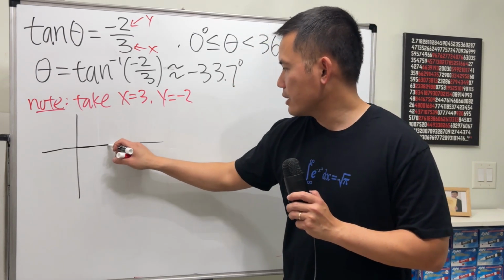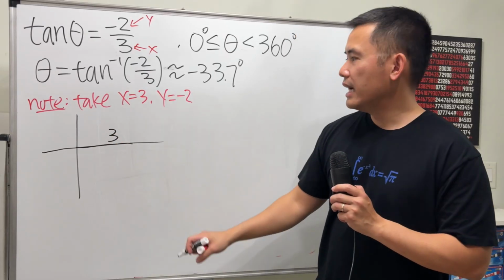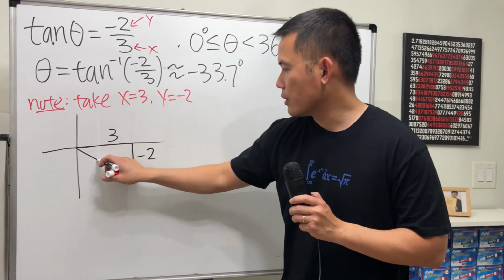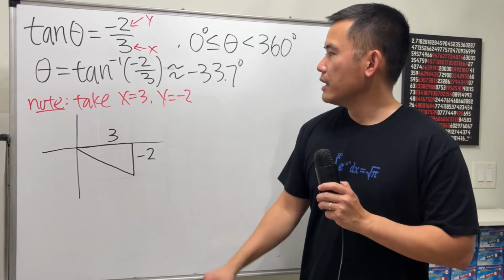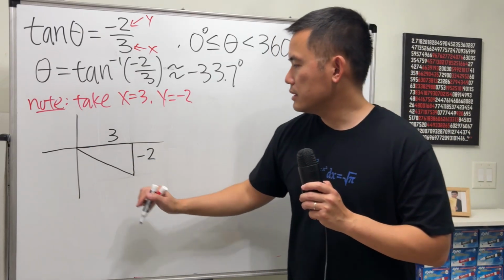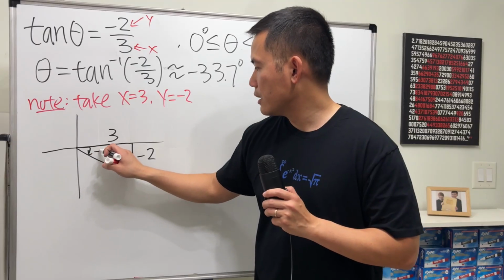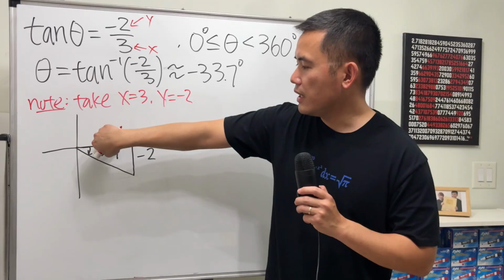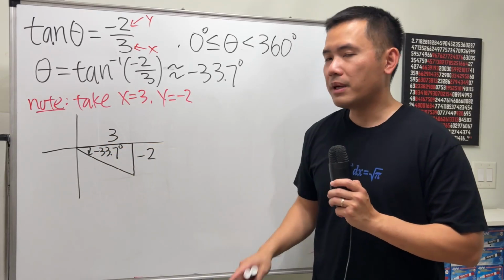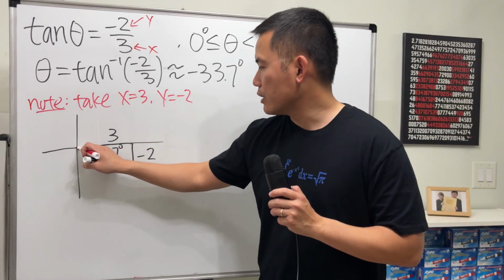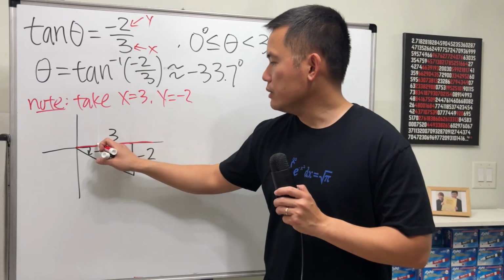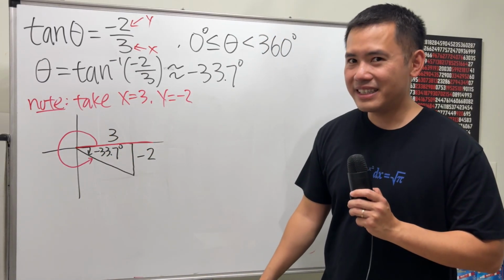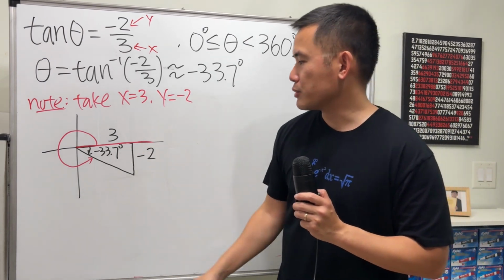Let's say 3 is right here, positive x, yeah? And then negative 2 is, let's say, right here. And this is the triangle that we have. Negative 33.7 degrees is this right here. Which makes sense, right? Because negative angle, you rotate it clockwise. But now, we will have to measure the angle from the positive x-axis, rotate so much, so we can end up right here. Again, in this case, will be 360, subtract that.